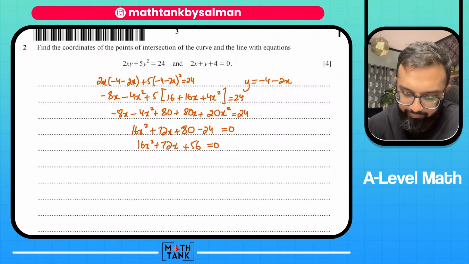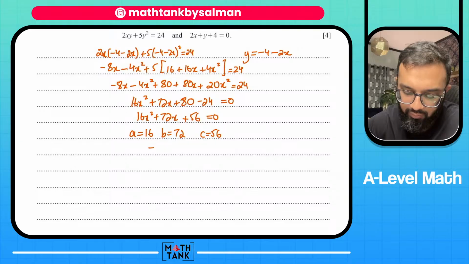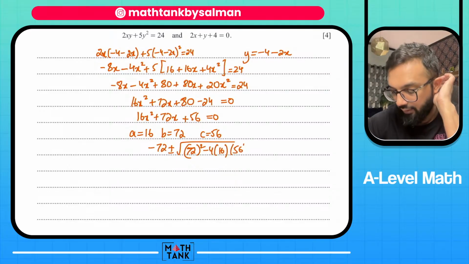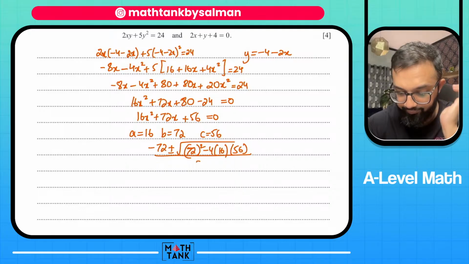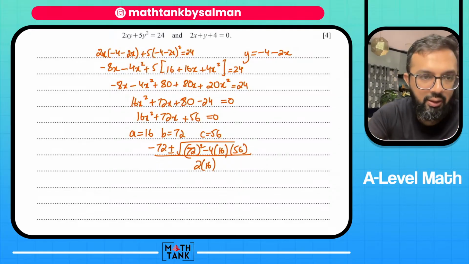A is 16, B is 72, C is 56. I put it into the quadratic formula, minus b plus minus root of b square minus 4ac, over 2a. Okay, let's see what I get.